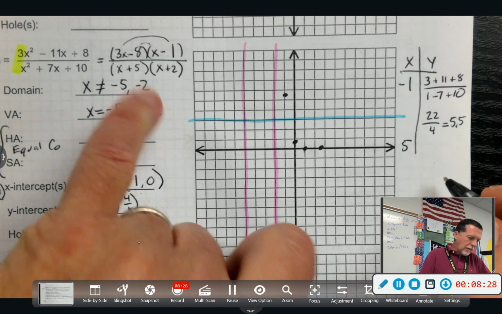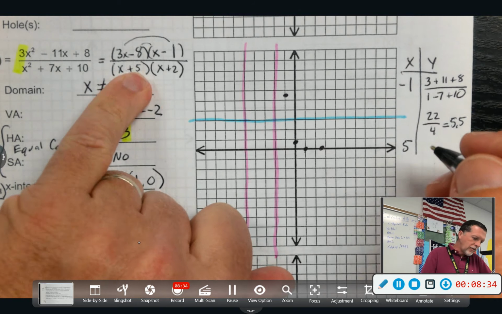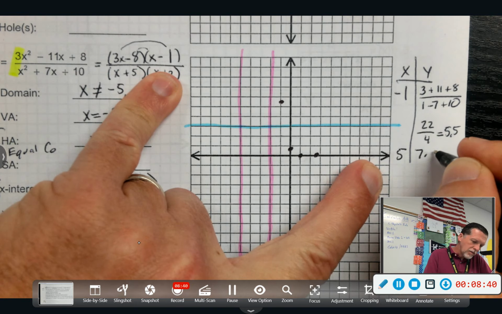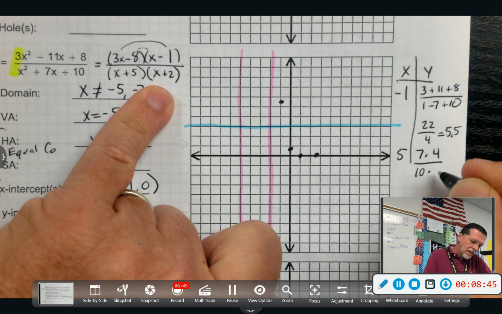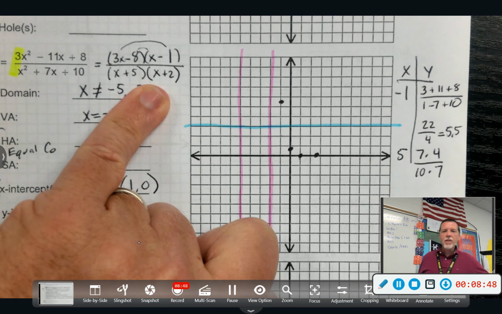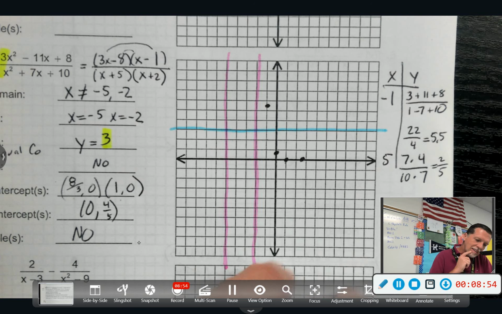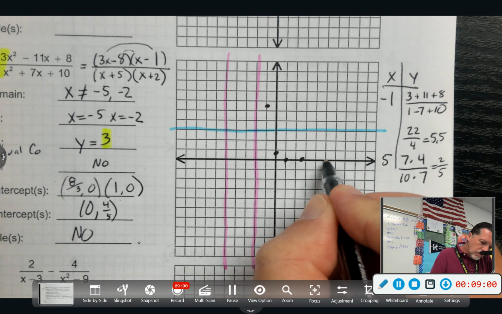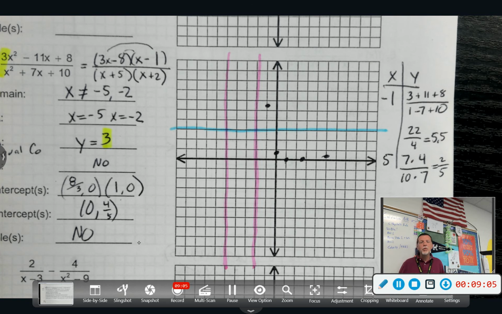I plug in 5. I'm going factored form now because I don't want to do 3 times 5 squared. So factored form, if I plug in 5, 15 minus 8 is 7. 5 minus 1 is 4. 5 plus 5 is 10. 5 plus 2 is 7. Oh, that's really nice because the 7's cancel. And I get 2/5. Man, I would really like to be approaching that asymptote quicker, but I guess I'm not.